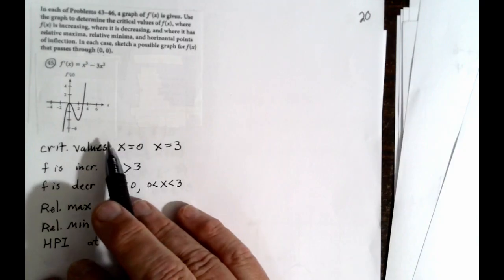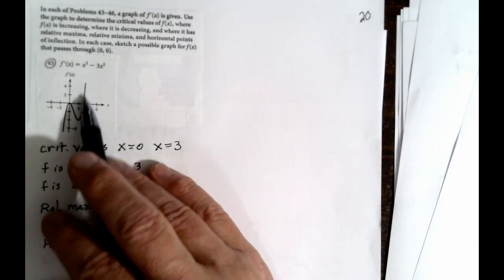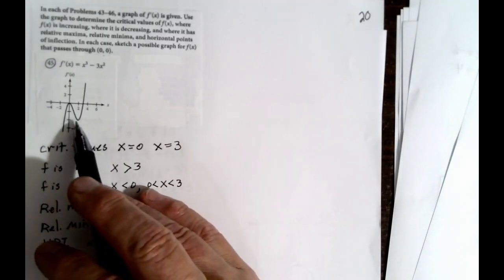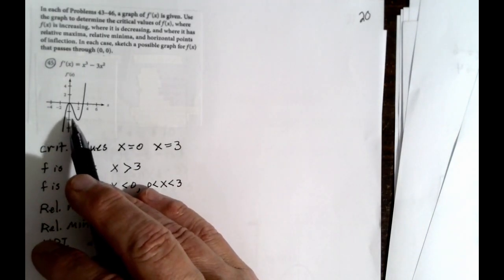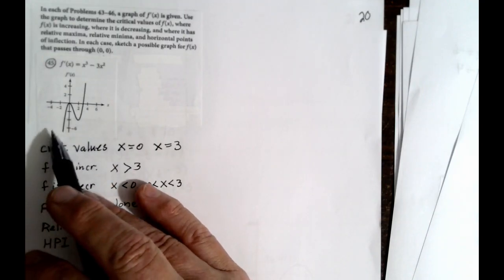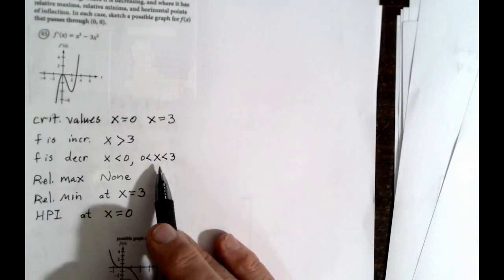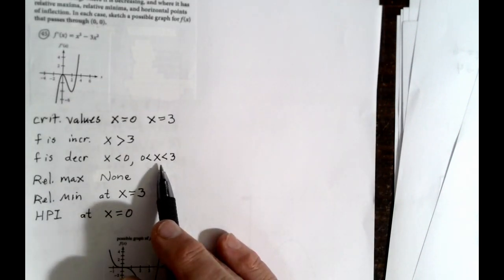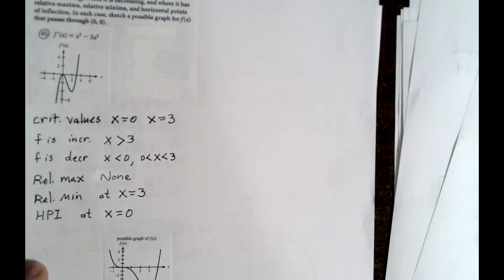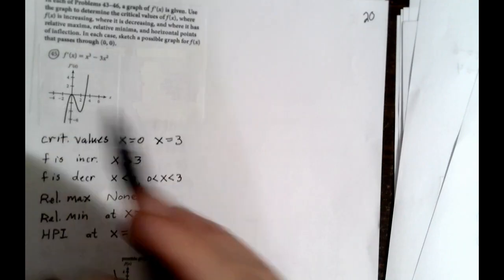Now they ask you to find out where it's increasing. Well, it's increasing where the first derivative is positive, greater than 3. It's decreasing where the first derivative is negative, below the x-axis. So it's decreasing for less than 0 and between 0 and 3. Now you could technically say x less than 3, but you also have to say not at 0. Because at 0, it's technically not increasing or decreasing.